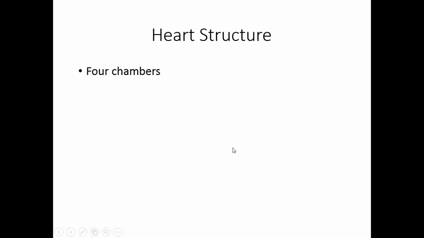The heart has 4 chambers. There are 2 atria, and that's a plural. Atrium is a singular. So there's a right atrium and a left atrium.